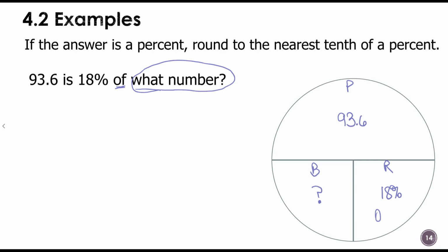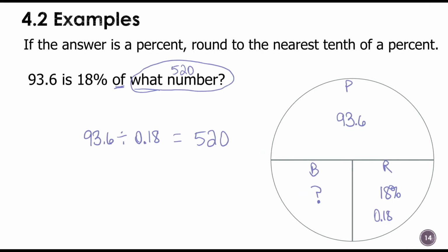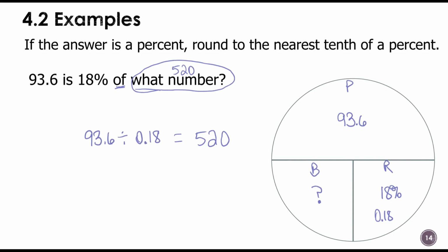All right, remember we're going to write this in decimal form. So 93.6 divided by 0.18, and that gives me 520. So what number is 520? 18% of 520 is 93.6. You can double check that if you need to. And that is the end of lesson 4.2.